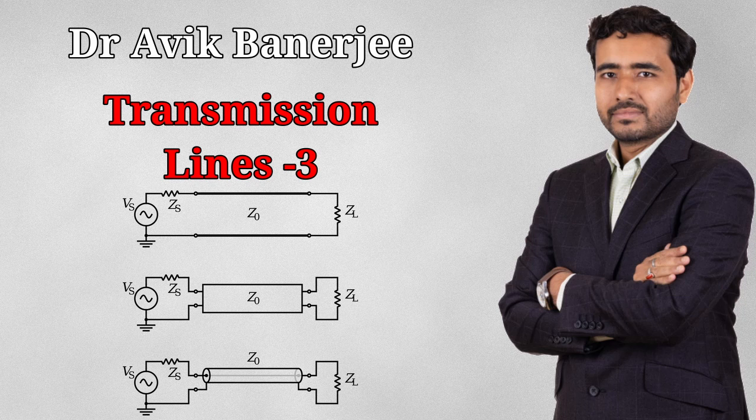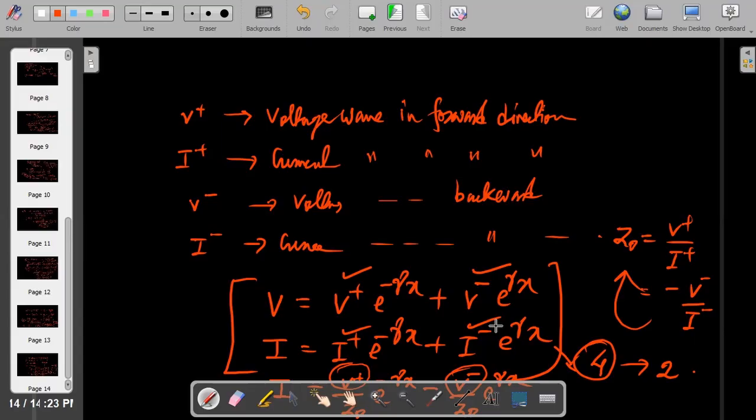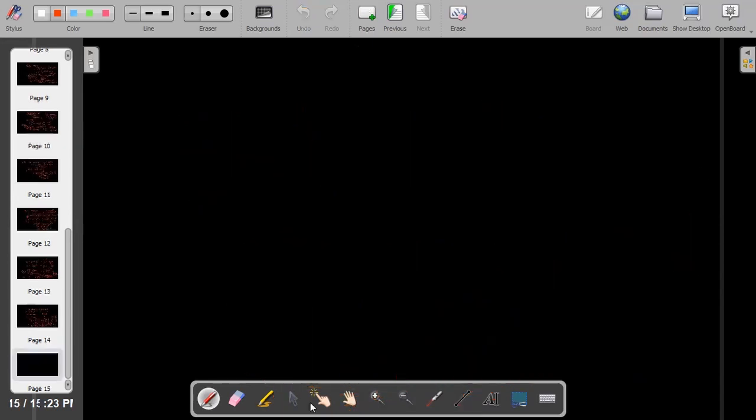So, another important concept I need to share. Already we have developed these equations, right? Just I want to draw some diagram. Please remember this one.